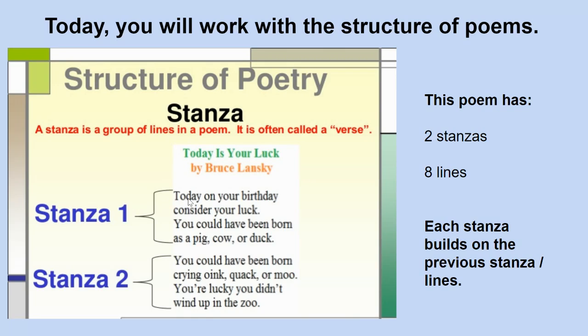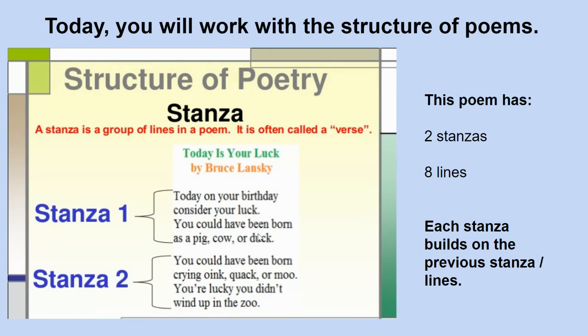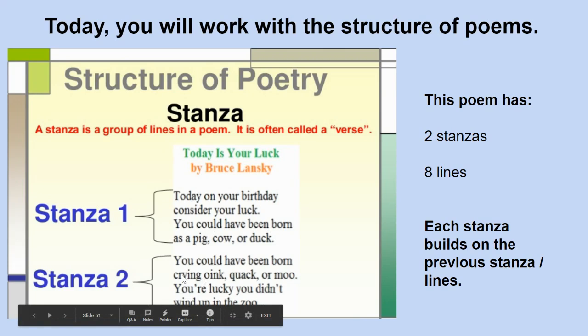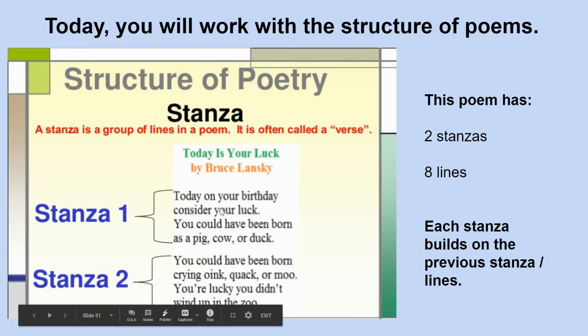In the first stanza, the author introduces the idea that we could have been born as a pig, cow, or duck, and that we are lucky to not have been born as those animals. In the second stanza, the author takes each of those animals and tells us if we were born as those animals, we would have been crying oink, quack, or moo. The author takes the information from stanza 1, the animals we could have been born as, and develops the idea in stanza 2 by telling us we would have been crying out those noises, oink, quack, or moo. Each stanza in a poem builds off the information that was introduced in the previous stanza.